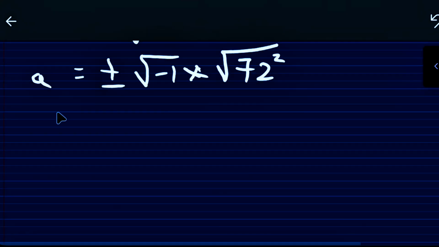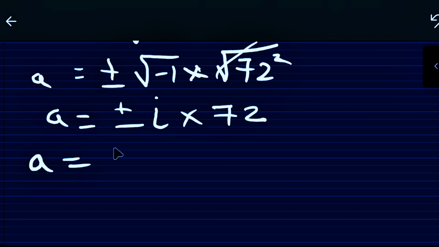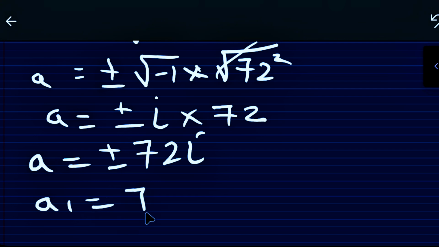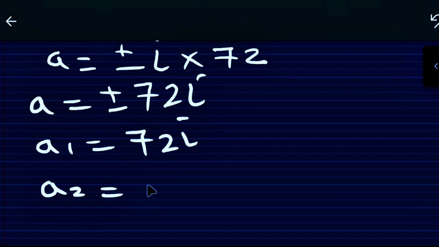So a here will be equal to plus or minus, and square root of minus 1 is i, an imaginary number. So it becomes i, times this square here will cancel out this square root, and we have 72 here. If we rewrite this, we are going to have that a equals plus or minus 72i. So a1 will be equal to positive 72i, and a2 will be equal to negative 72i. And this is the right answer.